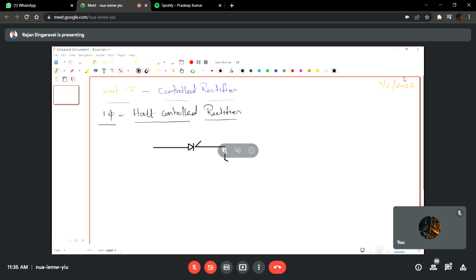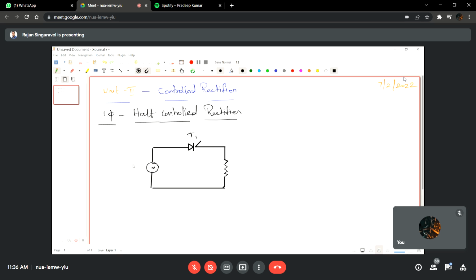Load may be of a resistor or RL load, or it can be anything. But for starting and to understand the purpose very clearly, let us consider it as an R load, and we have nothing in the circuit, only one silicon controlled rectifier, and we will have an AC source here, and this is the resistor.